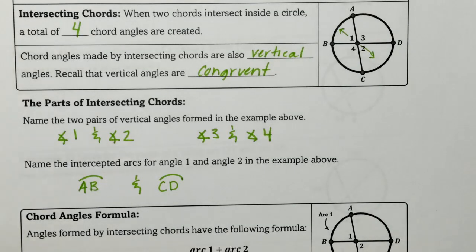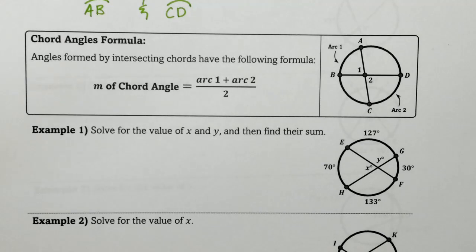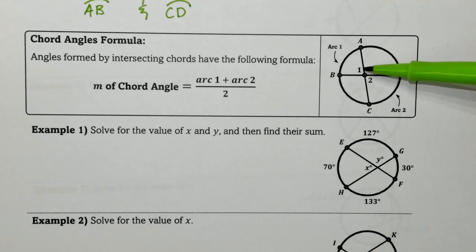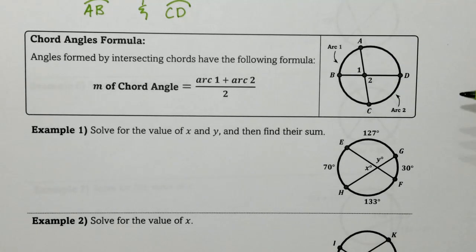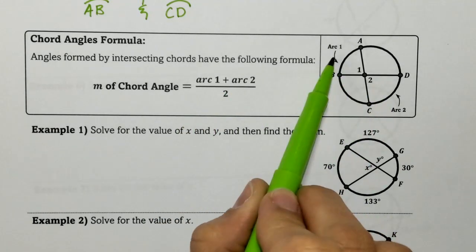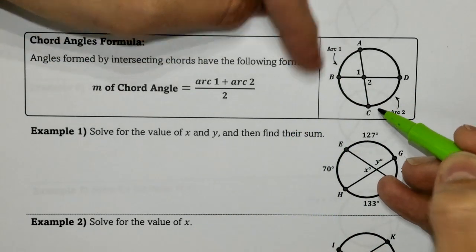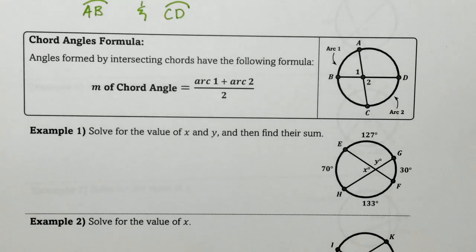That's what we're going to be putting in these formulas. Let's take a look at the formula. We're going to take the measurement of these angles. Doesn't matter 1 or 2 because they're both congruent. It's going to equal the sum of both of their arcs divided by 2. So we add both those angles' arcs together, divide by 2, and then we have the measurement of both angle 1 and angle 2.